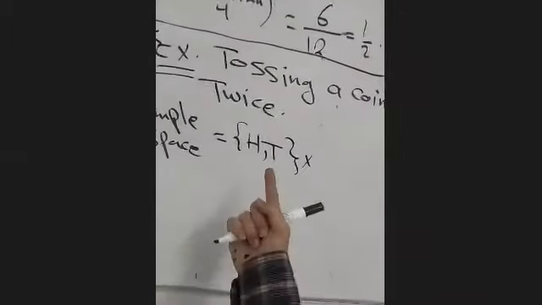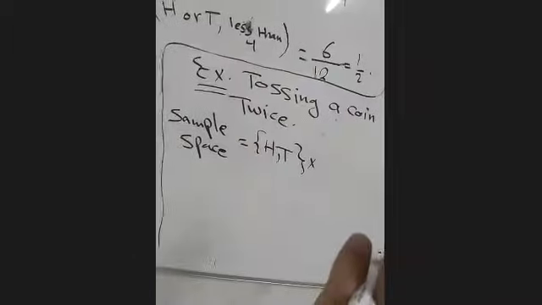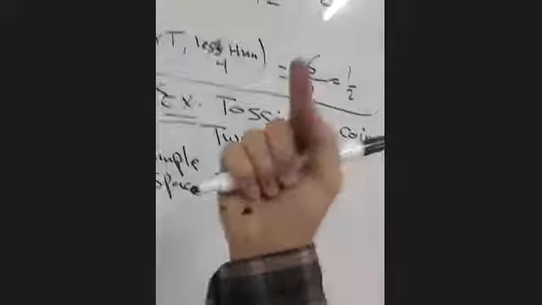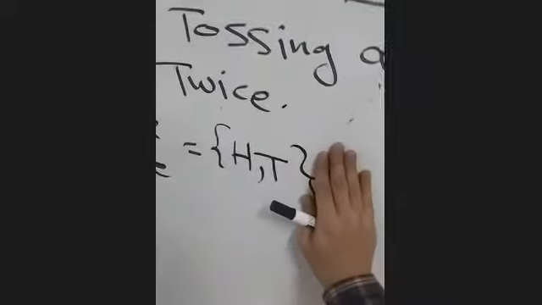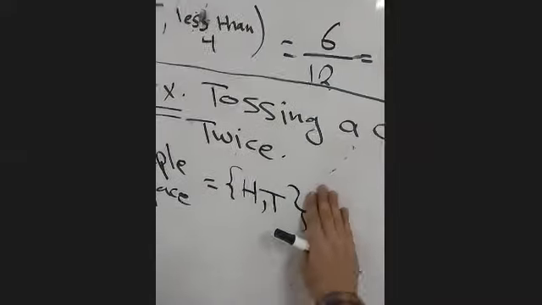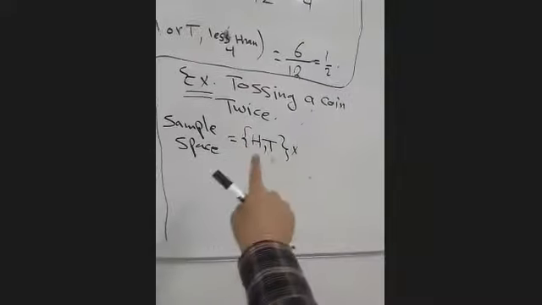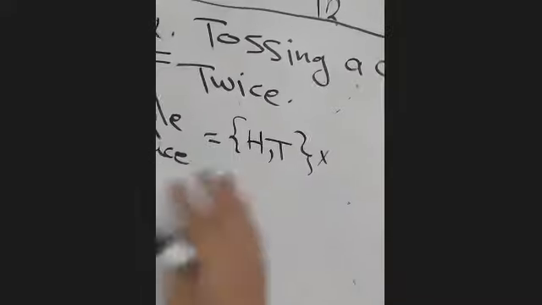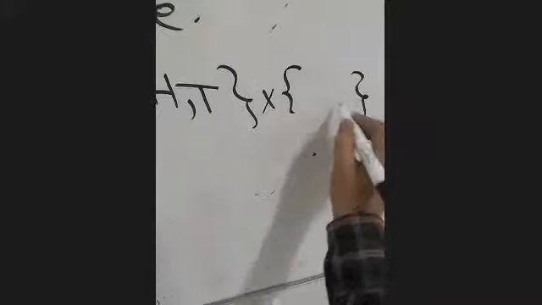Multiply. The second time, this is for the first time, he told you twice. If he told you tossing a coin once, done, you toss it once, record it, and forget it. But here we have it twice. This is the first time. The first time, all the possibilities: head or tail. What about the second time? Also head or tail.